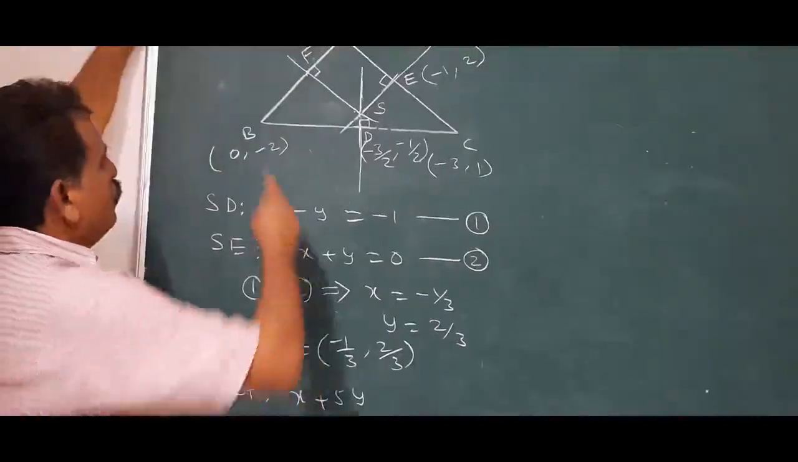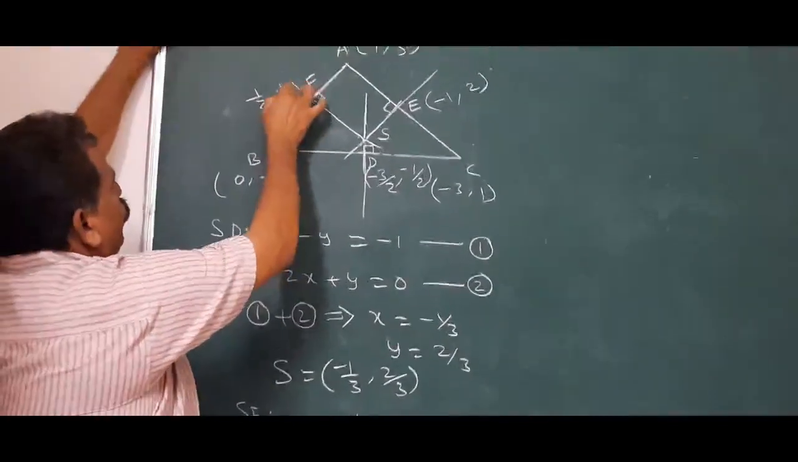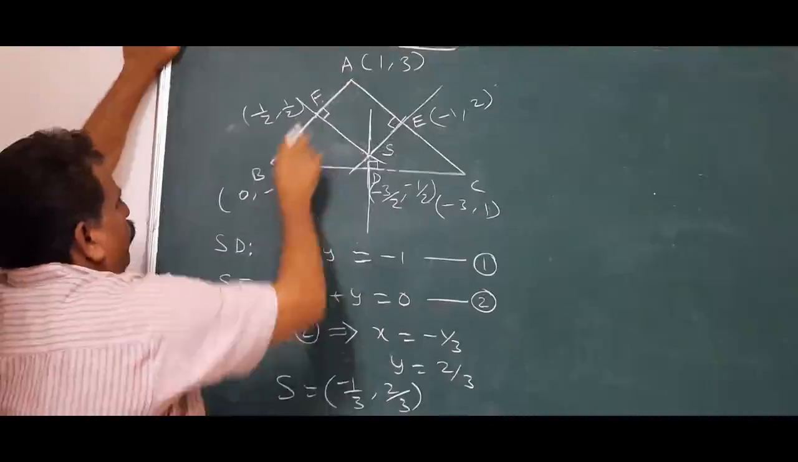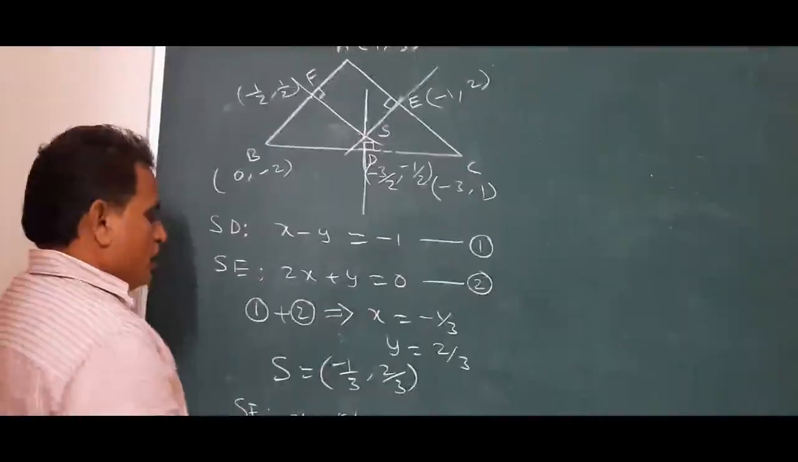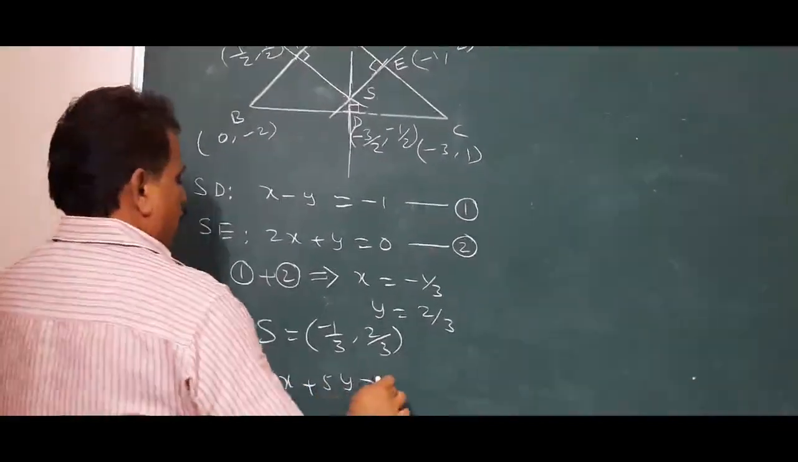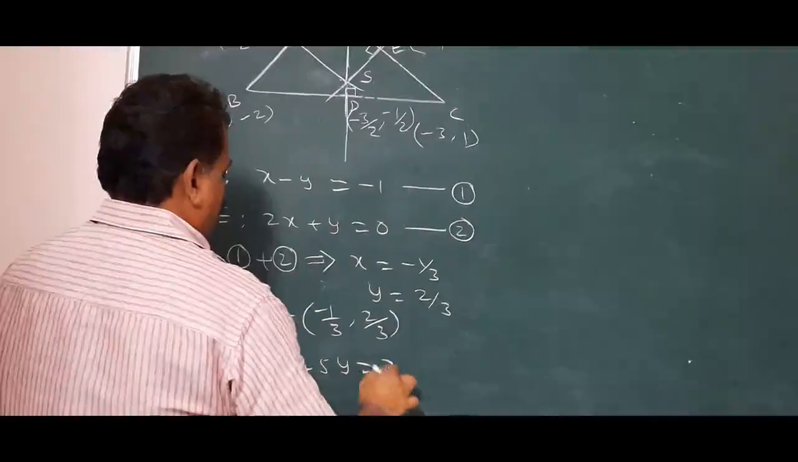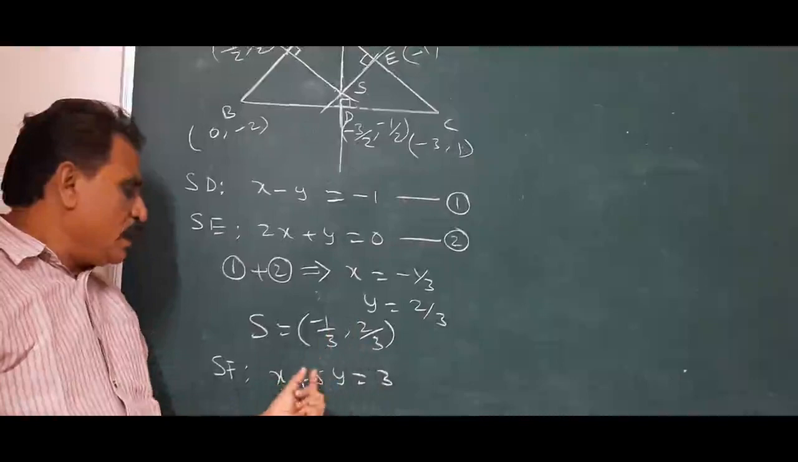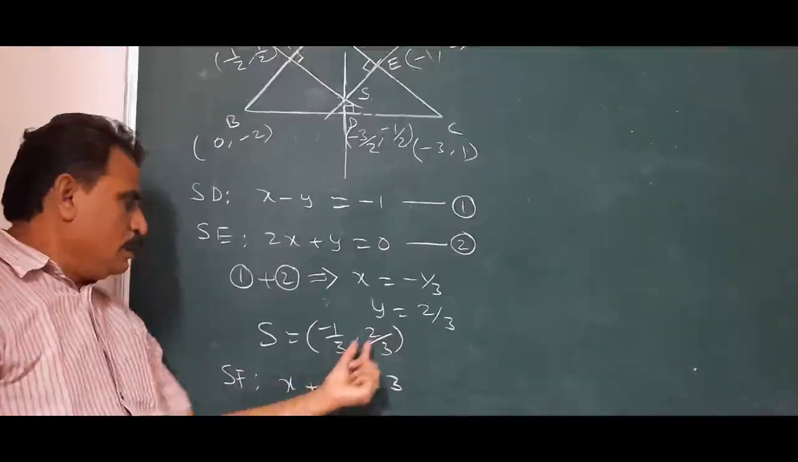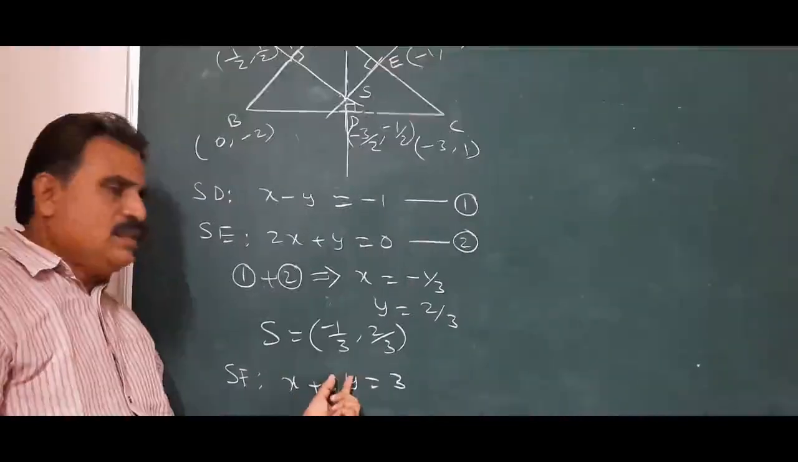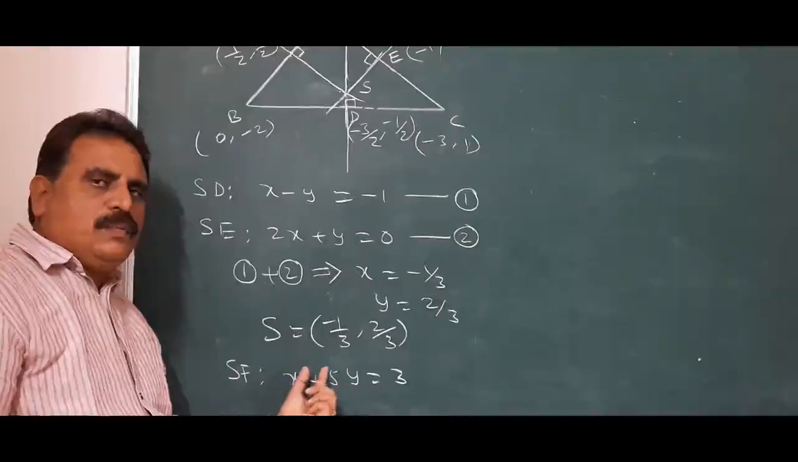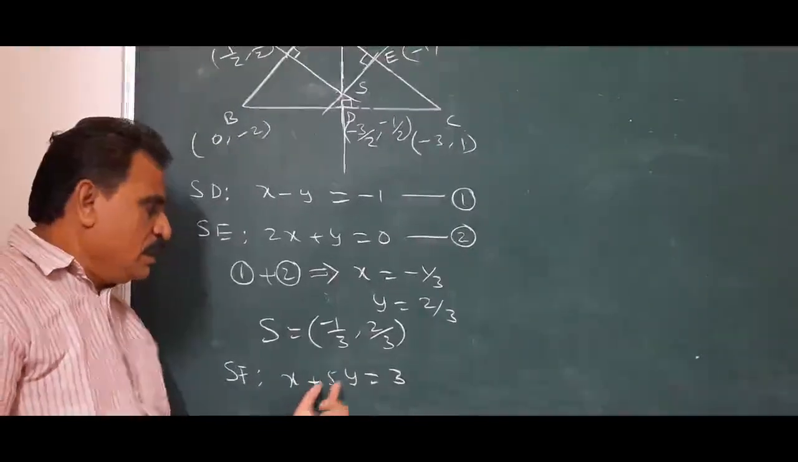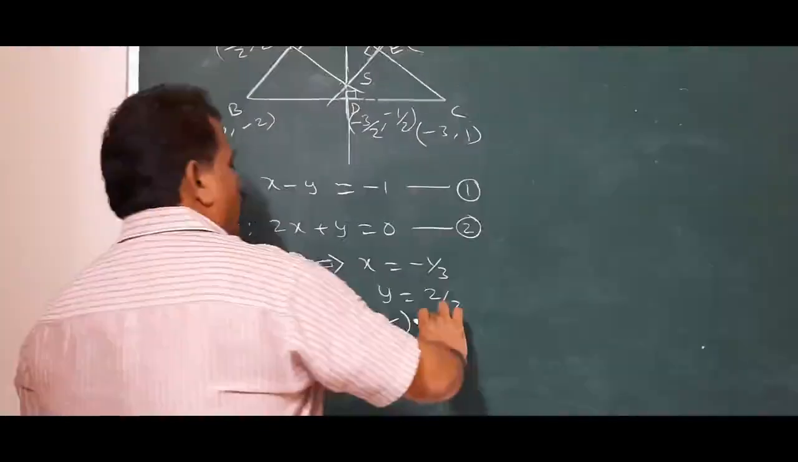Substitute F. F is the midpoint, 1 by 2, 1 by 2. Substitute, that is 1 by 2 plus 5 by 2, 6 by 2, that is 3. Now you check whether that is satisfied or not. X is minus 1 by 3, y is 2 by 3: minus 1 by 3 plus 10 by 3, minus 1 plus 10, 9, 9 by 3, that is 3. So it is the right answer.